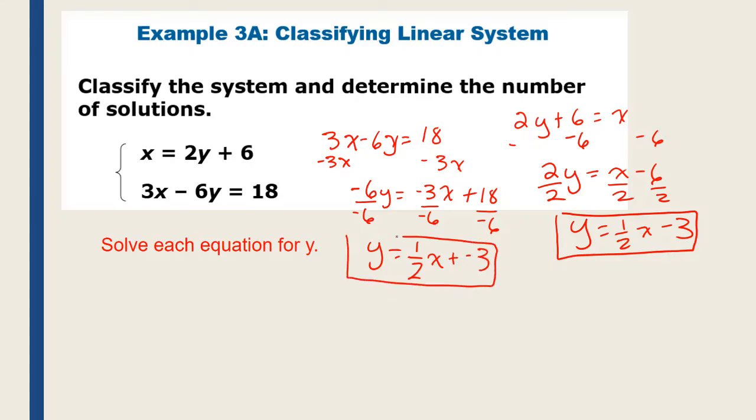So when we look at these, we see that we have the exact same slope and the exact same y-intercept. Okay, so we can tell that this is the exact same line.